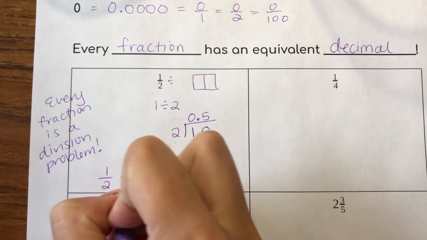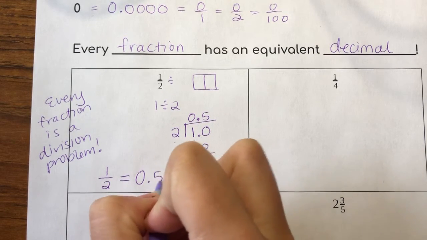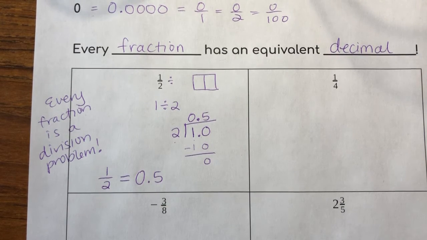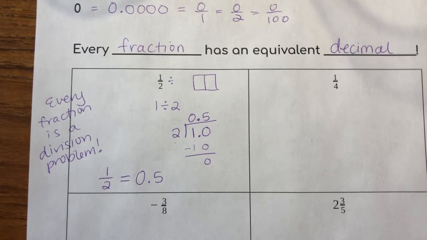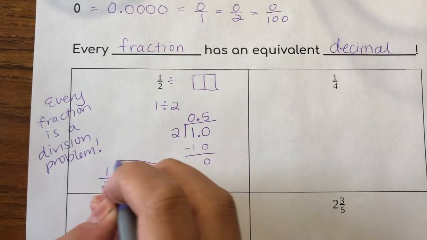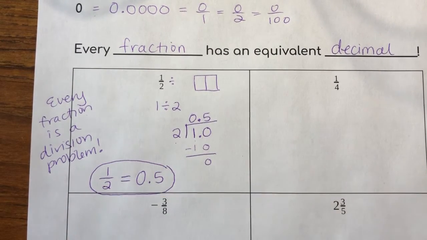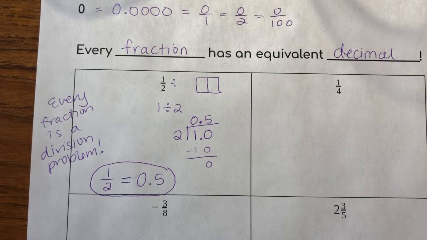1/2 and 0.5 are equivalent to each other. They have the same value, they're worth the exact same amount, and they have the same sign. They're both positive, so these are equivalent fractions. They have the same value. They are the same number. They just look different. Let's work through a few more.